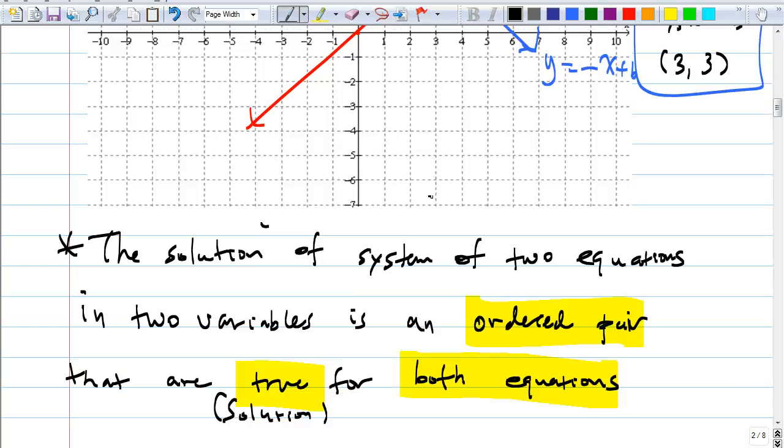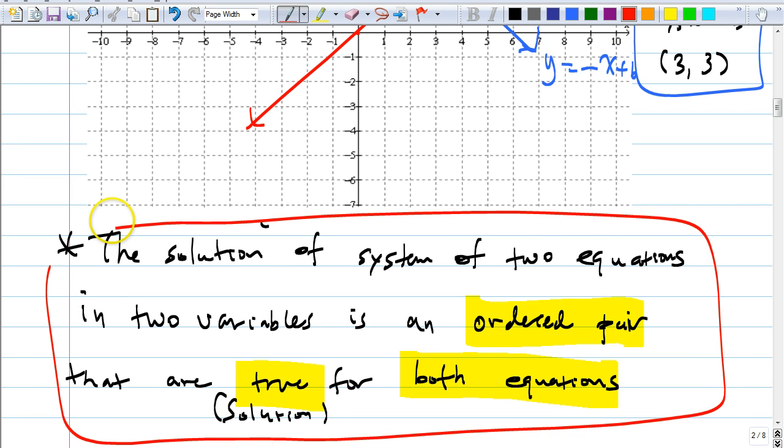Okay, so write this down. This is the key concept of today. The solution of the system of 2 linear equations in 2 variables is an ordered pair, because you have 2 variables, x, y, that are true, or solution, for both equations. This is kind of summarizing what I just told you. So this is the key concept, like I said. Write this down. This is important.